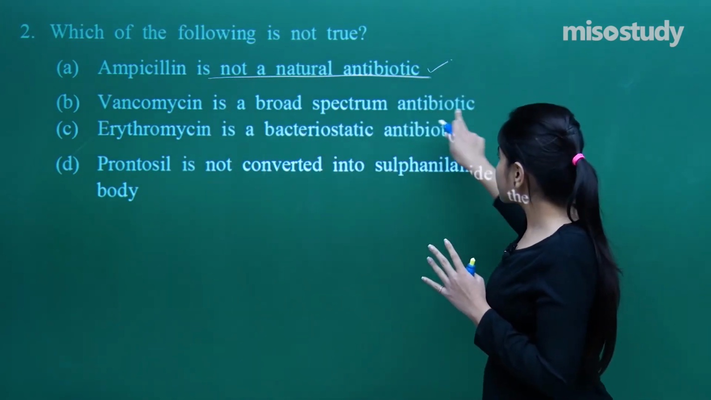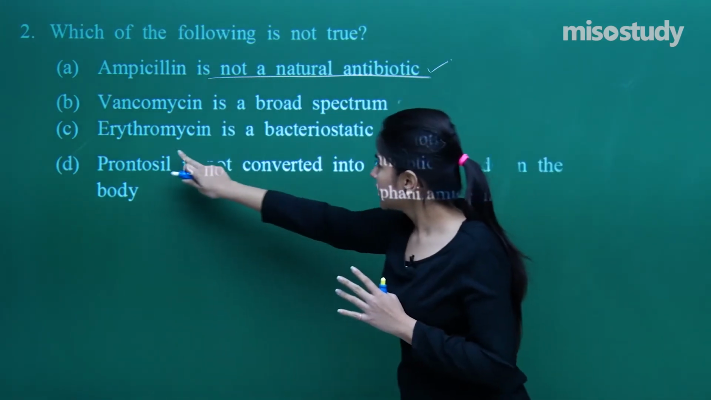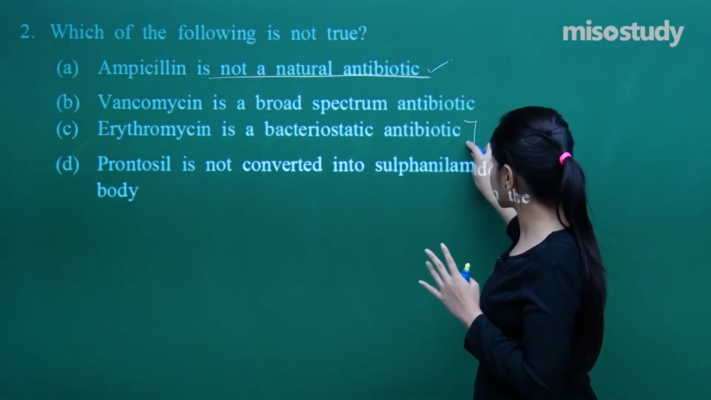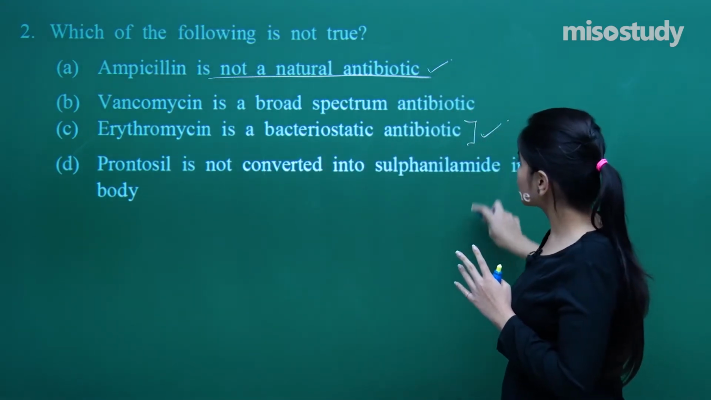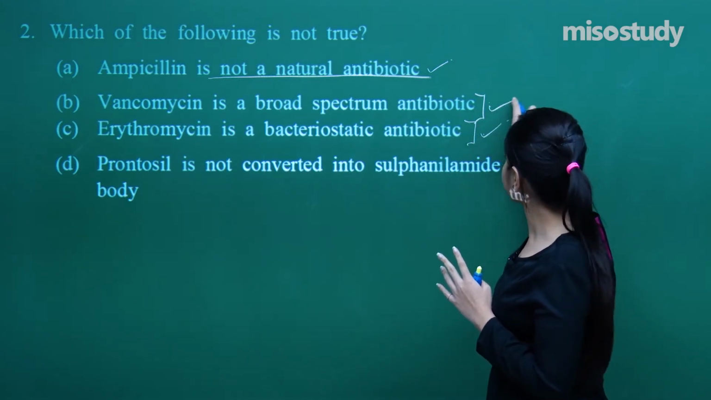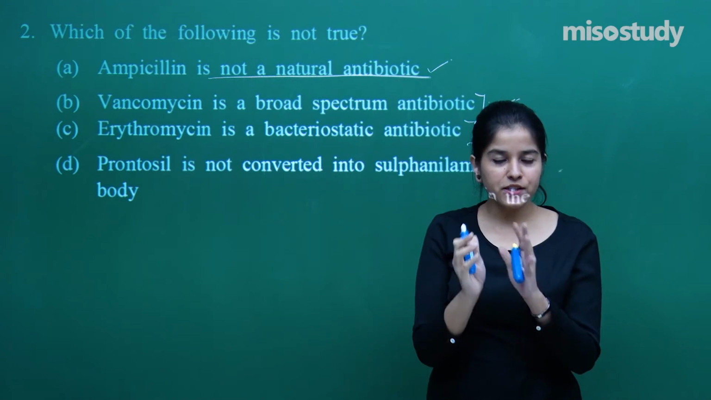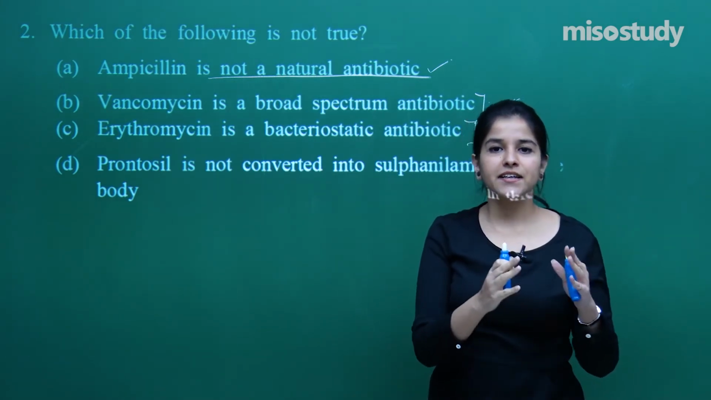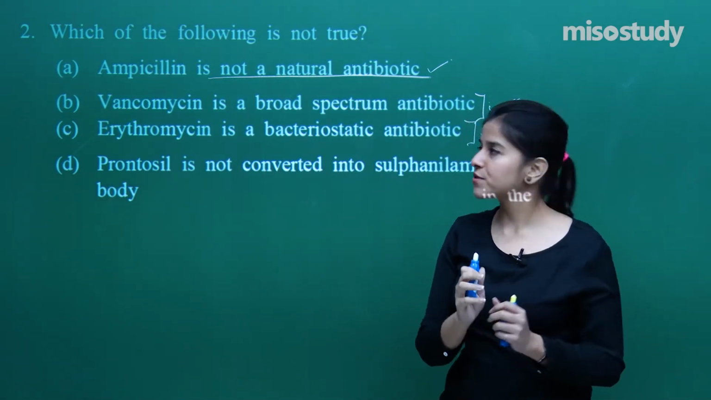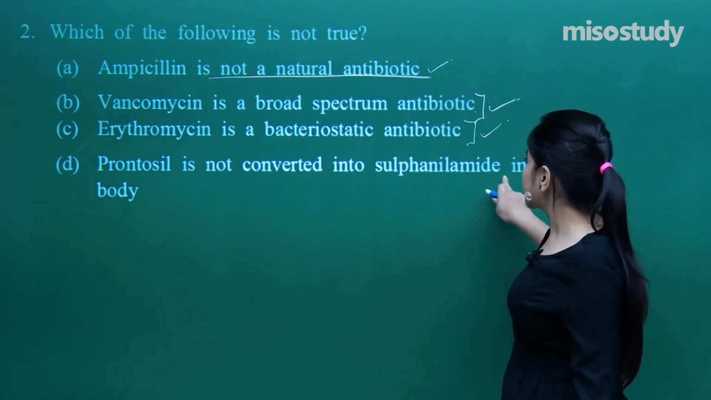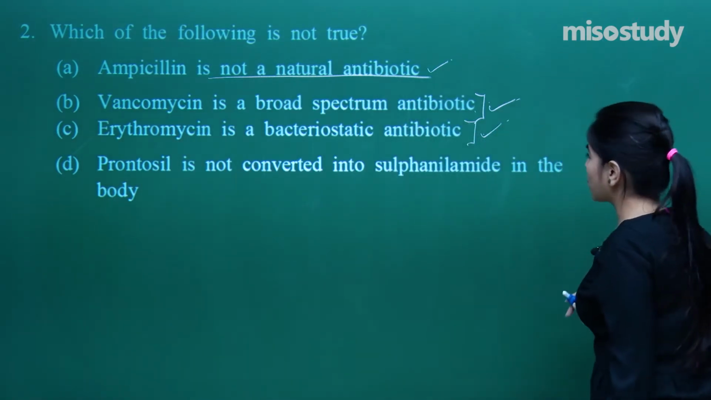Vancomycin is a broad spectrum antibiotic. Erythromycin is a bacteriostatic. We have discussed this as well. This is also true. That is also true. Mycin, whenever you observe the term mycin, so most of the drugs are lying in the category of antibiotics. So you must remember that. Now, prontosil is not converted into sulfanilamide in the body.